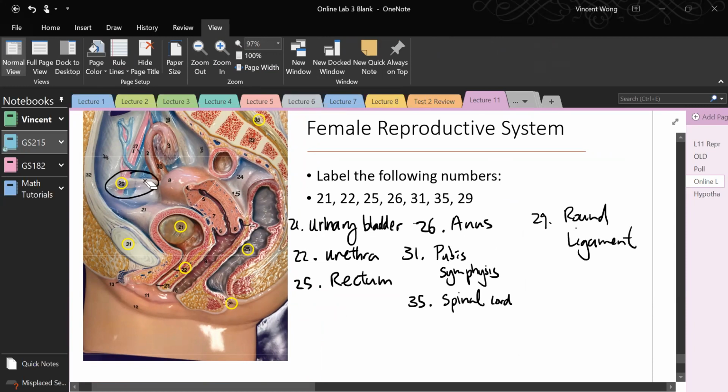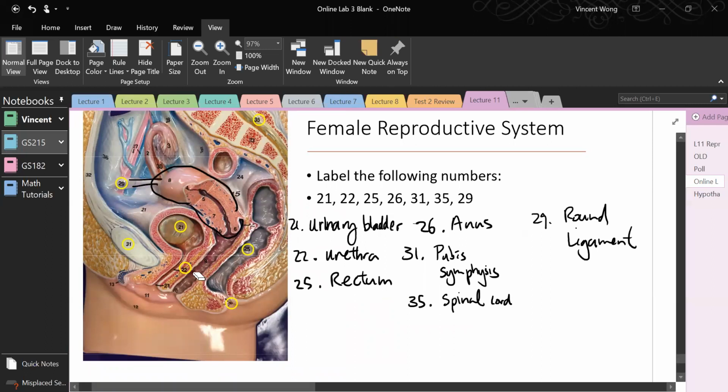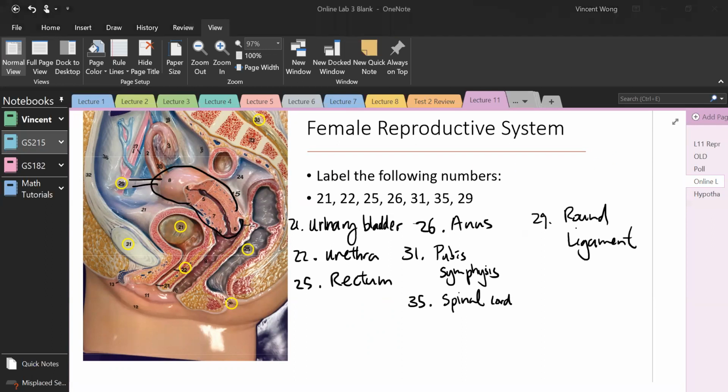Right here, okay? The function of the round ligament is to hold the uterus in place. As the baby grows, it gets really heavy. You don't want the uterus to fall down, right? So the ligaments hold it in place. I don't know if you heard stories where there are some women whose entire uterus falls out after giving birth. That sounds really scary, but it's a real thing. So one of the things that holds it in place is this round ligament. All right, and that is it.